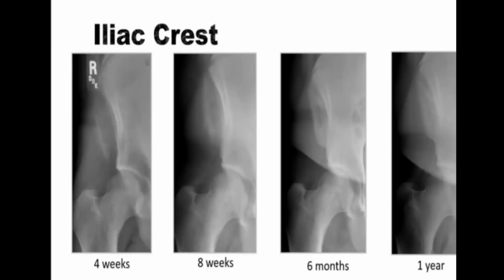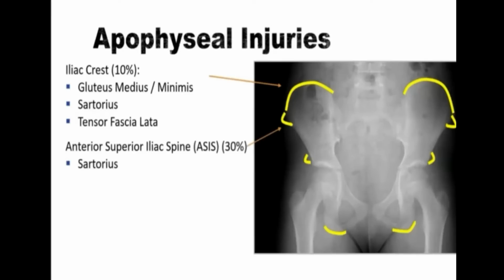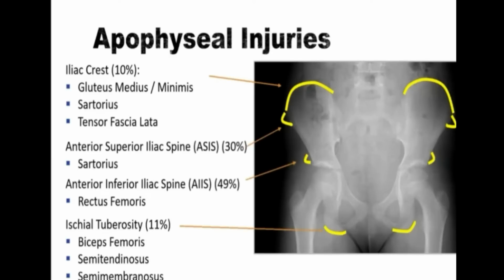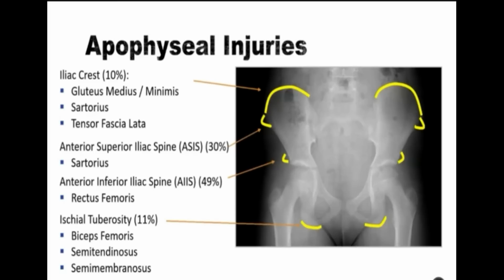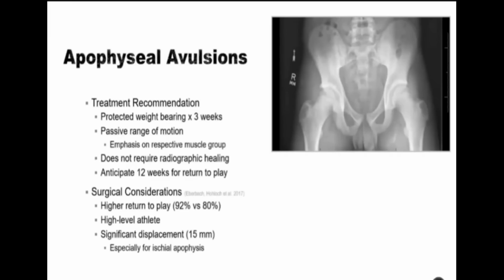Many times we treat these like groin strains. And if you just let the bone heal, the body will heal these quite well. We don't think there's a lot of long-term problems with them. They can happen at all areas of the pelvis, as you can see here. Most commonly, it's the AIIS, where your rectus inserts. You'll see it in runners and sprinters and soccer players. And then obviously you can see it in those other areas too. More commonly in males than females, around 14 years old. Again, like I said before, sprinters and soccer players are the most common.